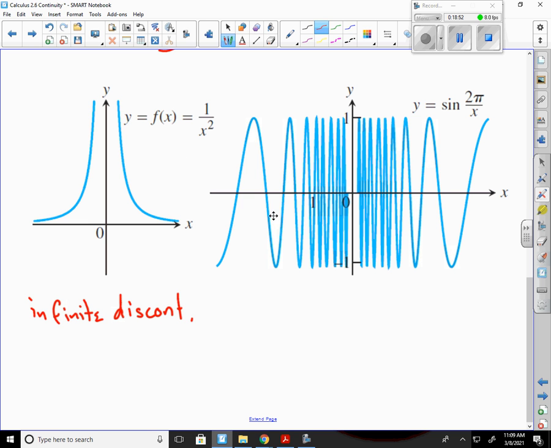And then this last one here is called an oscillating discontinuity. And that's just because it oscillates too much to have a limit as x approaches 0. We looked at one like this in the last section, or maybe the section before, but it just oscillates too fast to have any limit. And so we can't ever find a limit of it.